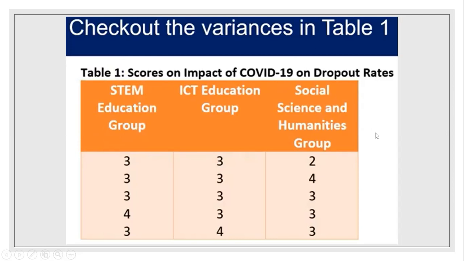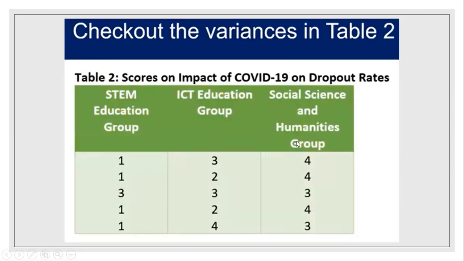So let's take a look at another one. If you look at this one, let's check out the variances in this table too. You can see that the variance within this group is much. You can see 1, 1, 3, 1, 1. The variance is much. Then if you look at this one, the variance is also much.